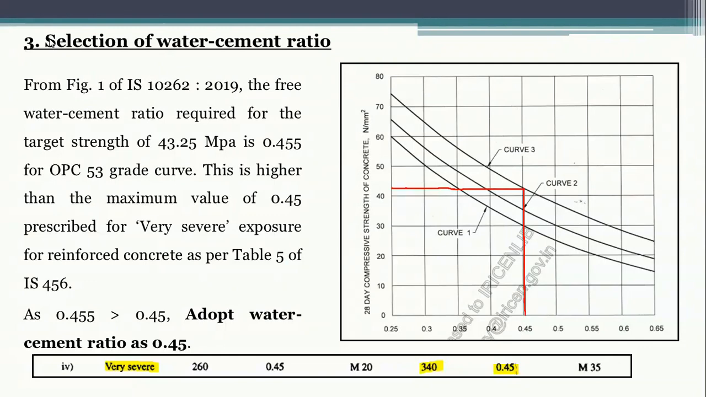Still, you can assume less than 0.45 also, but we have kept it as per the standard, as 0.45. If you want, you can reduce the water cement ratio. There is no strict rule that you have to adopt 0.45 every time, because that is a maximum value, but still you can use a lesser value. In this case we have restricted it to the maximum water cement ratio of 0.45. Okay, I hope you have understood this step.